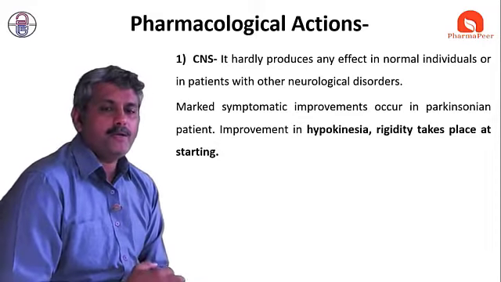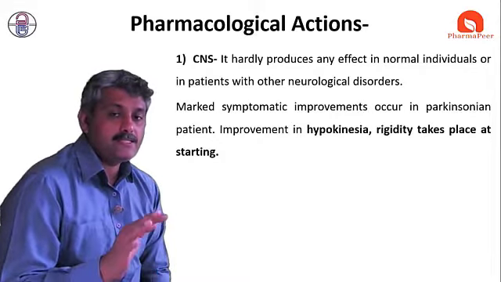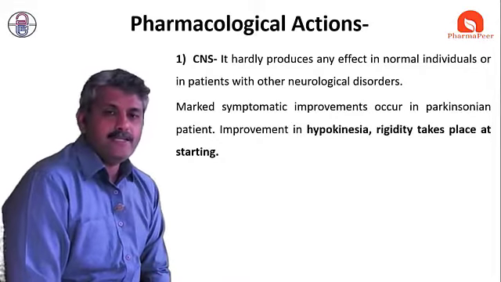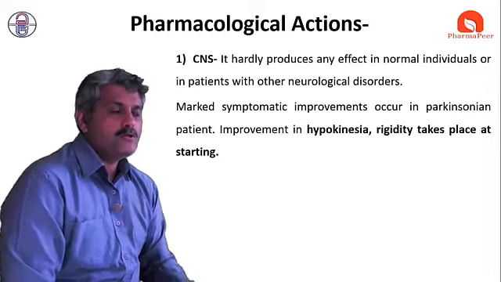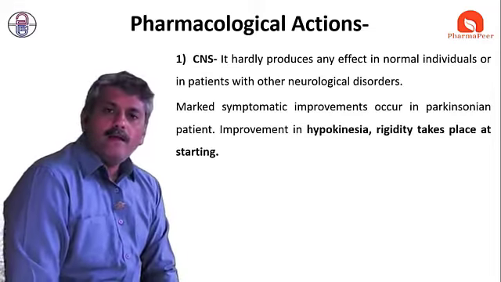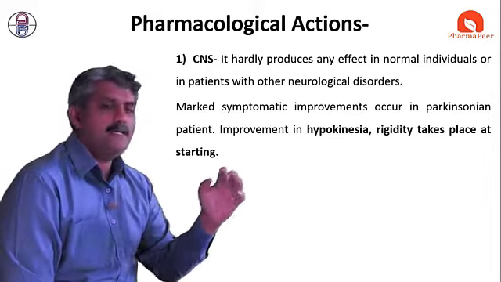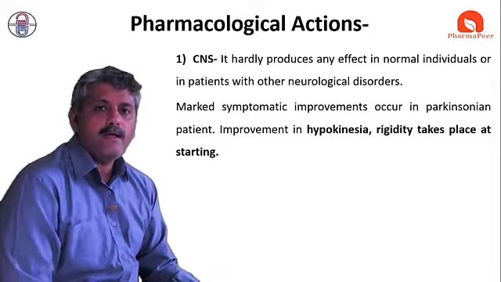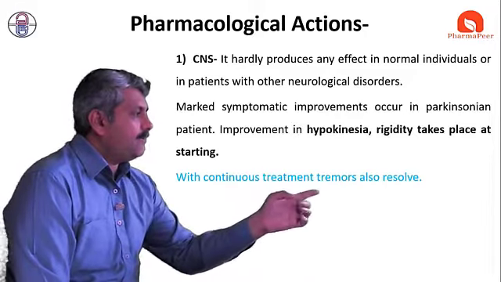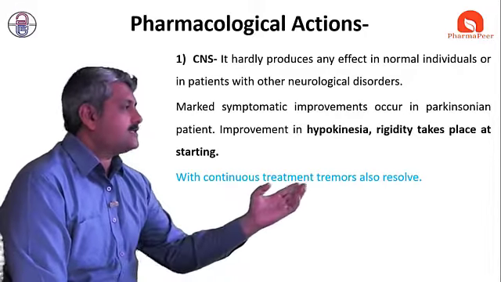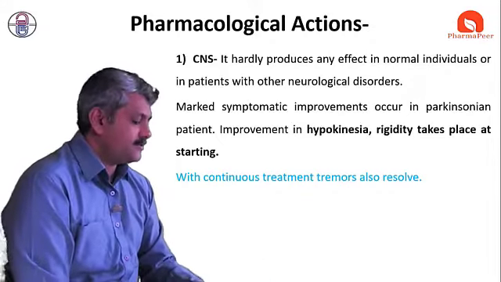A patient shows marked hypokinesia, as well as tremors, and rigidity is one of the very key symptoms of Parkinsonism. With treatment with this drug, symptoms like hypokinesia and rigidity start to improve. And one very remarkable point is the tremor. These tremors start resolving with the treatment of Parkinsonism.